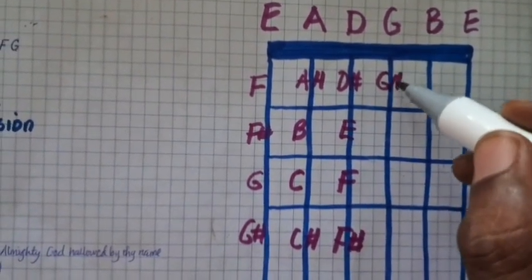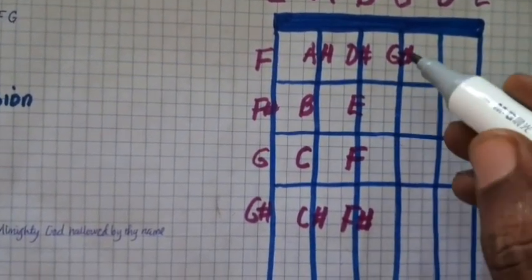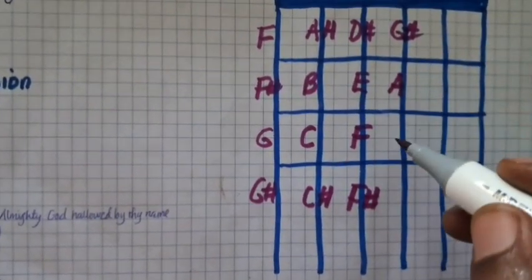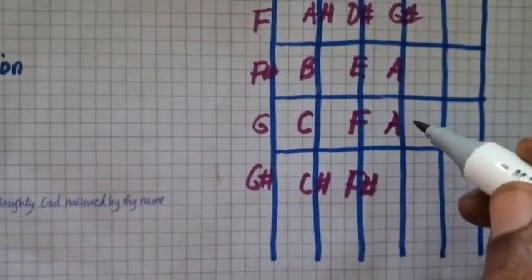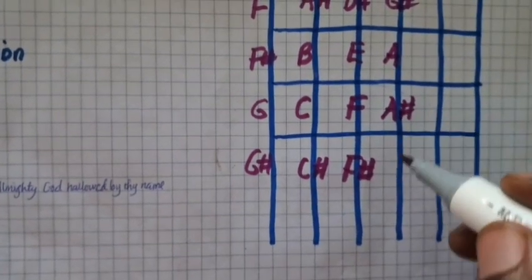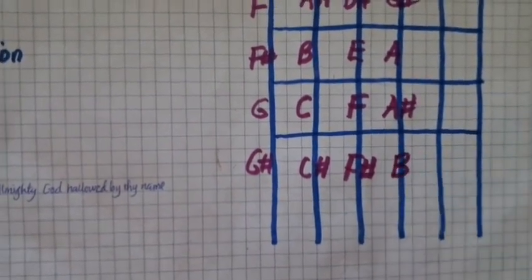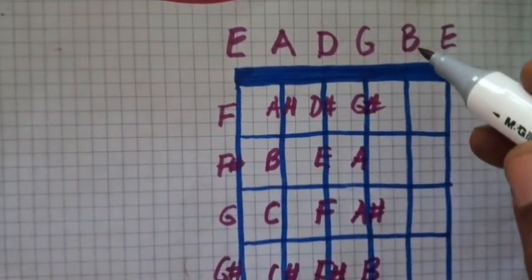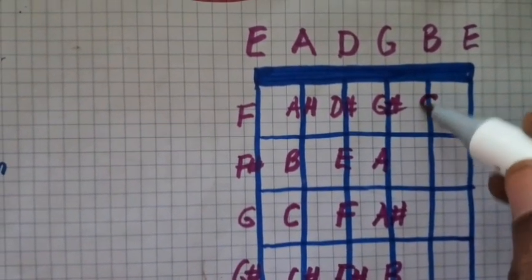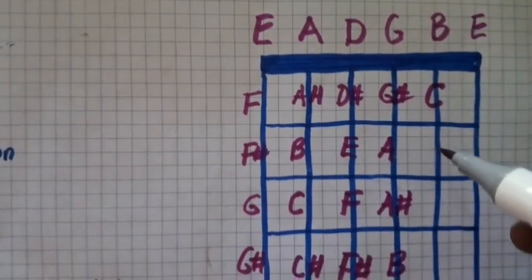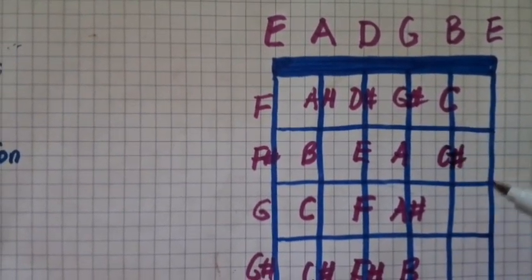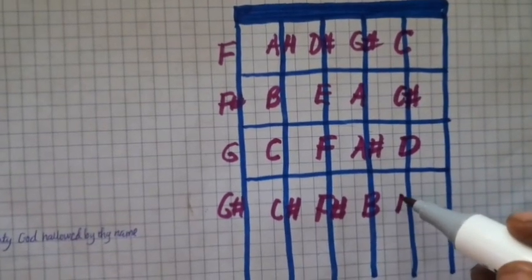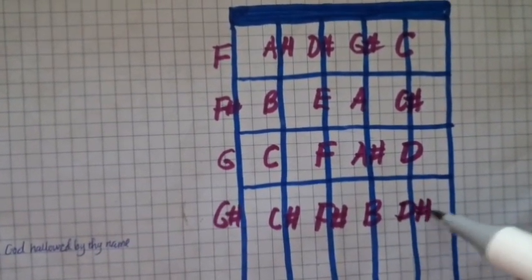Okay, after G is G sharp. After G sharp is A. After A is A sharp, and after A sharp is B. Okay, after B is what? Guess. After B is C. After C, C sharp. After C sharp is D. After D is D sharp.